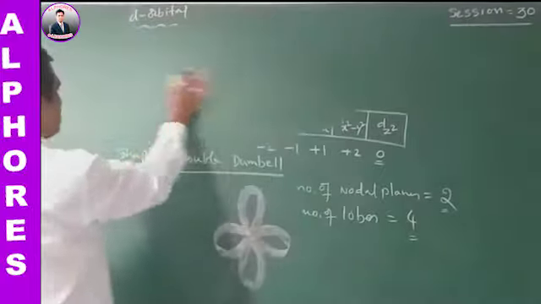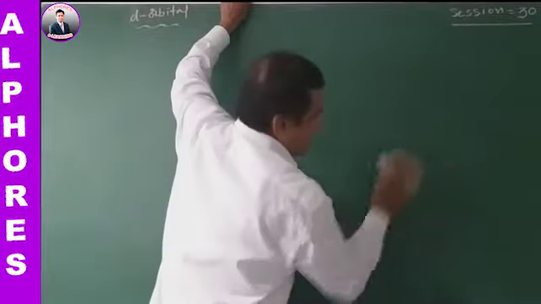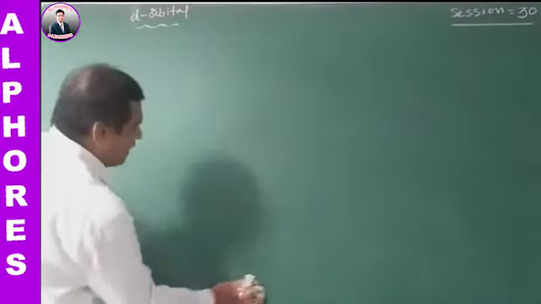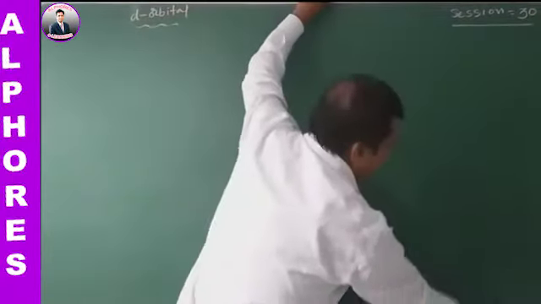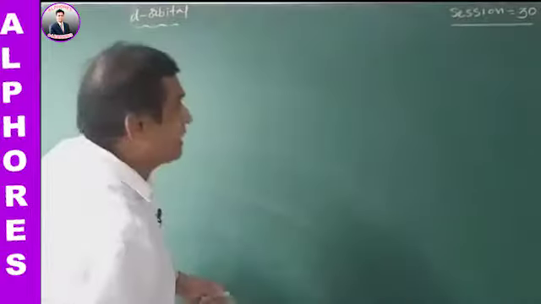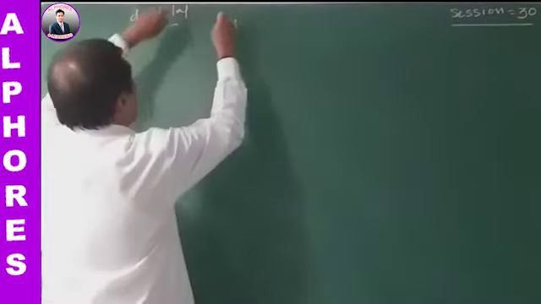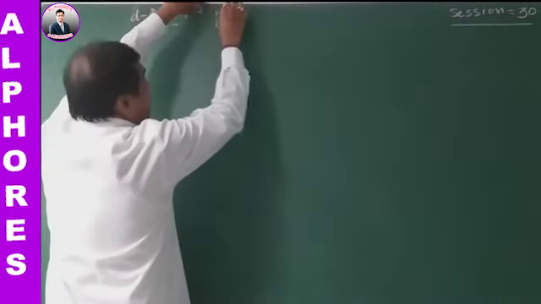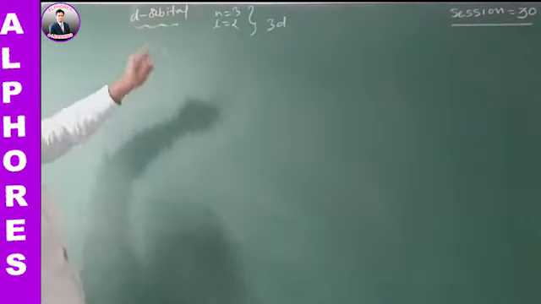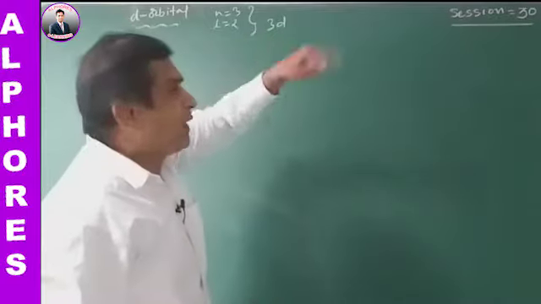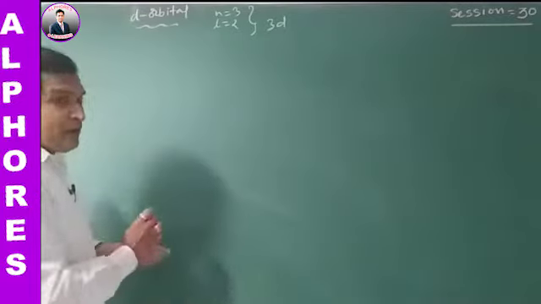What is the L value for the d orbital? The subshell with L equals 2 is designated as a d subshell. Suppose the d subshell is present in the third orbit, n equals 3, that is designated as the 3d orbital. Don't forget that. You can say 3d, 4d, 5d, 6d like that, based on the n and L values.